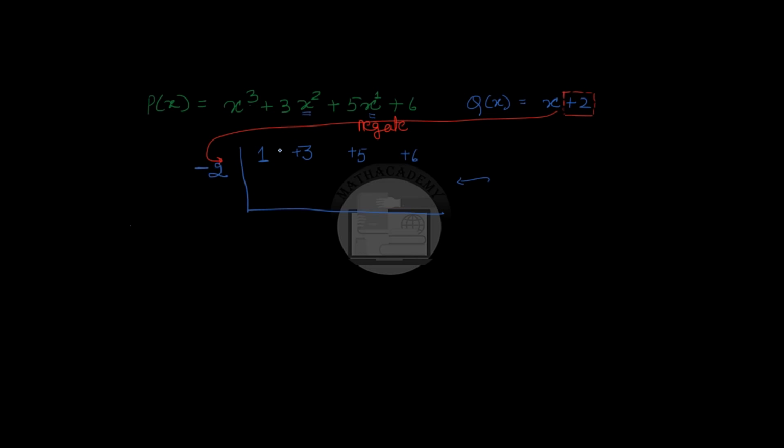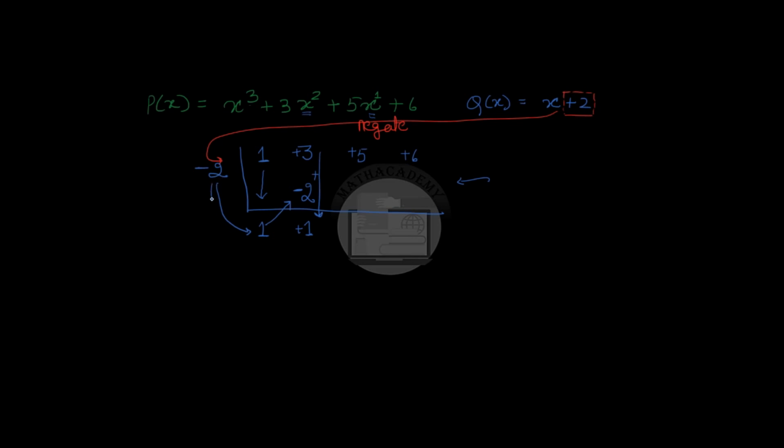Now what is the first step? The first step is to take down the first coefficient as it is. Now we will be multiplying minus 2 with 1. When minus 2 is multiplied by 1, we get a minus 2 and we write it down here. And then we add these two terms. We add them. So my plus 3 and minus 2 adds up to plus 1.